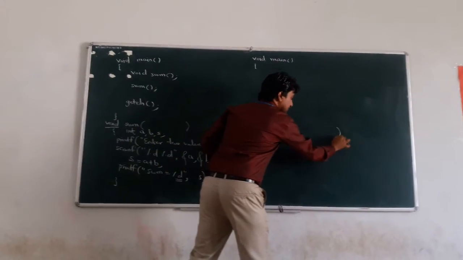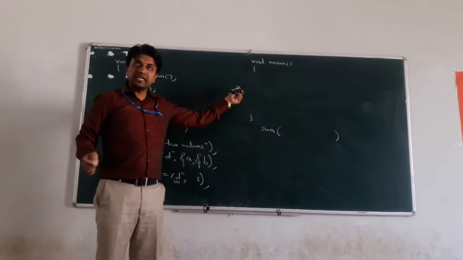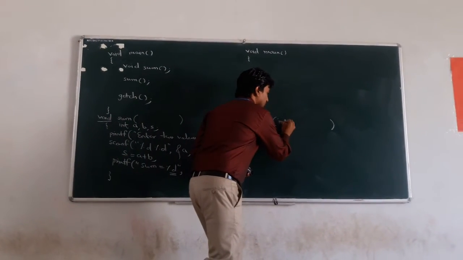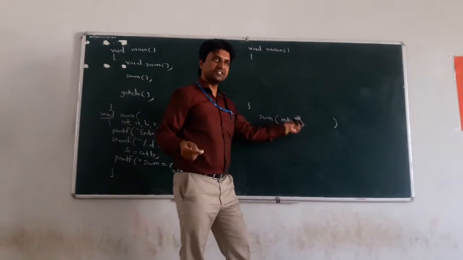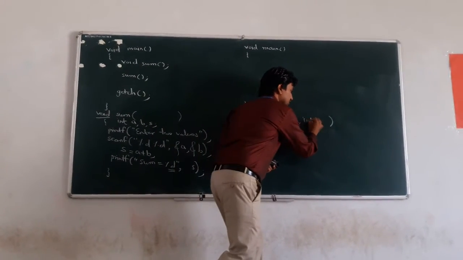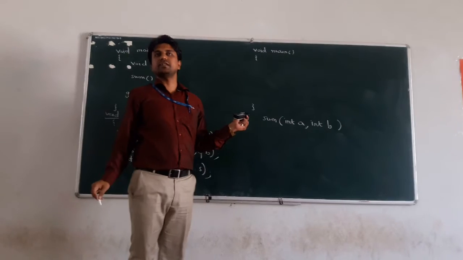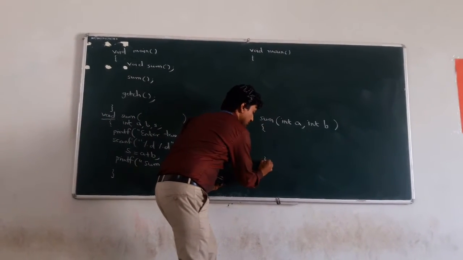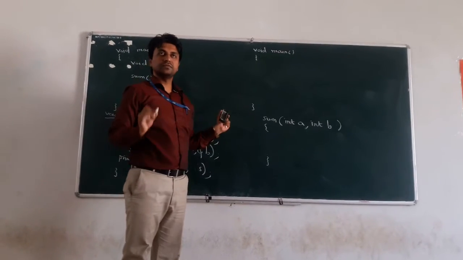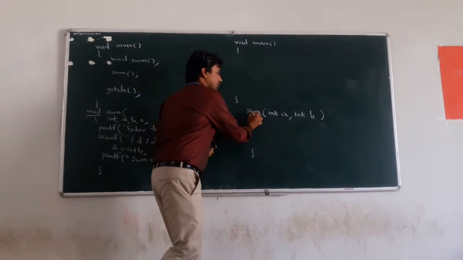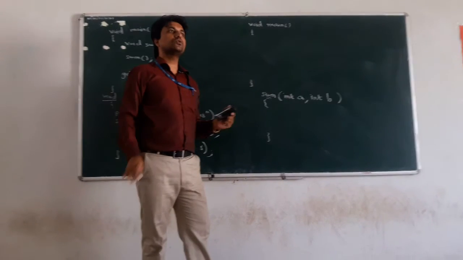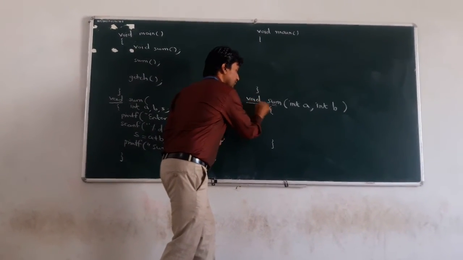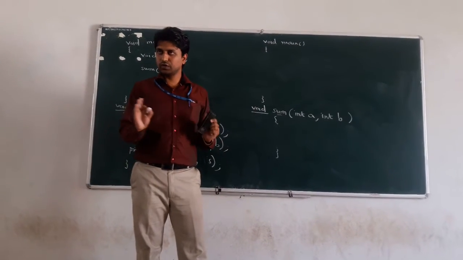Main passes two values to the sum function. For catching the first value, we can use integer a, and for catching the second value, a second variable b. Sum does not return anything to the main function, so what is the return type? The return type is void.